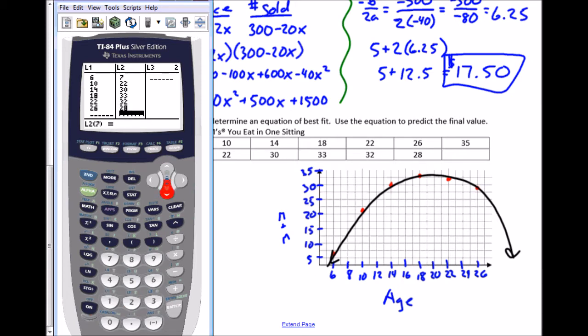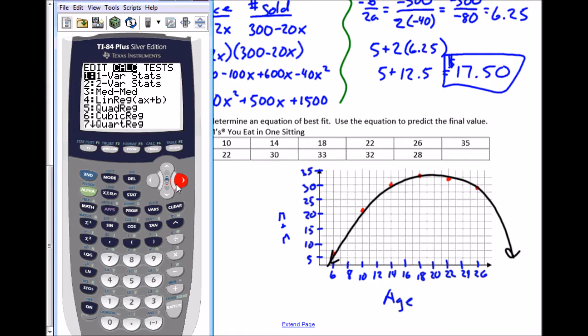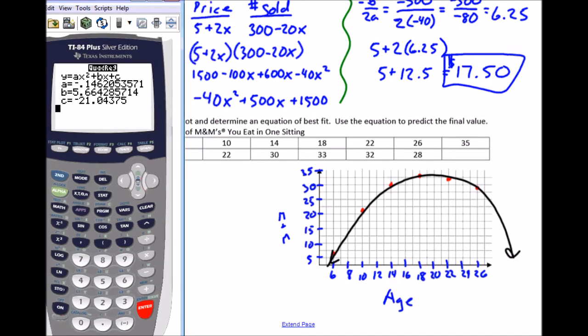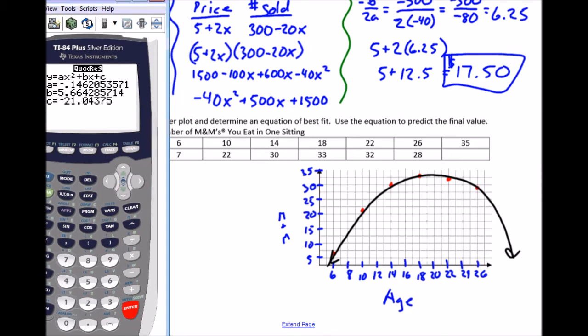Essentially, I've taken my horizontal table, I've plugged it in vertically, and now I go to Stat again, over to Calculate, and I want to come up with a best fit curve that's a quadratic, so I want to do number 5, which is a quadratic regression. And then here you either hit Enter again, or you go down to Calculate and hit Enter one more time. And what it does is it gives us this equation in terms of A, B, and C, if I can scoot this off to the side as far as I can.